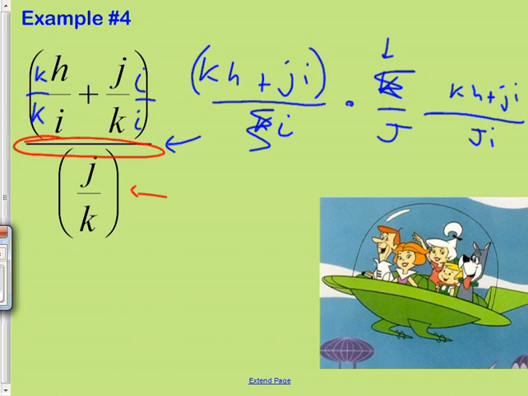Now, if you had multiplied the k in with everything and then factored it back out again, you could do that too. But if you left that extra k in there, on the top and the bottom, it was not right. Very easy to forget that.